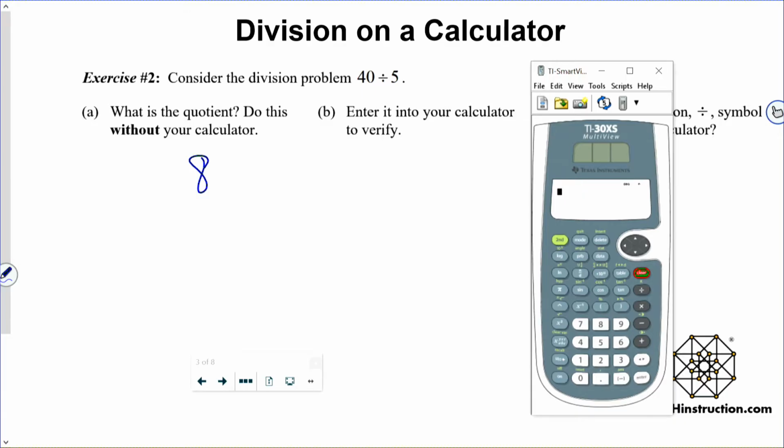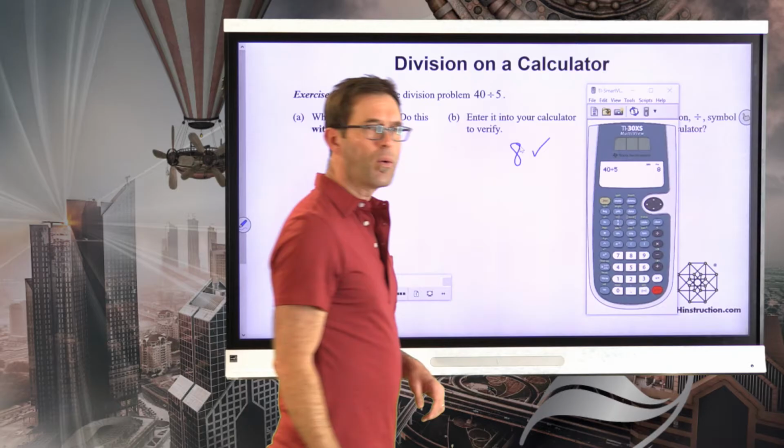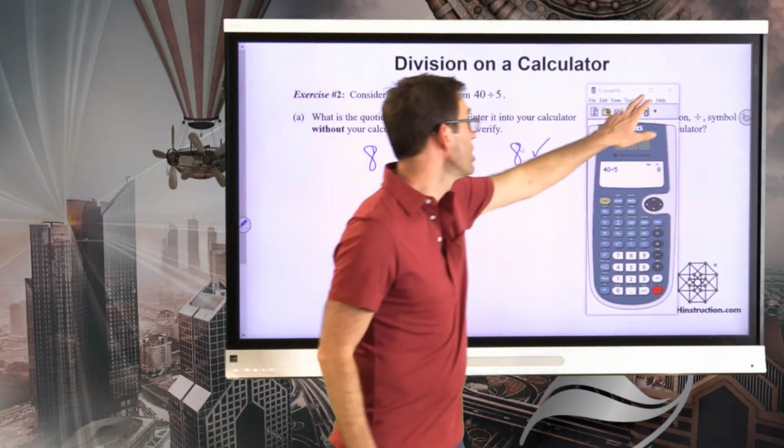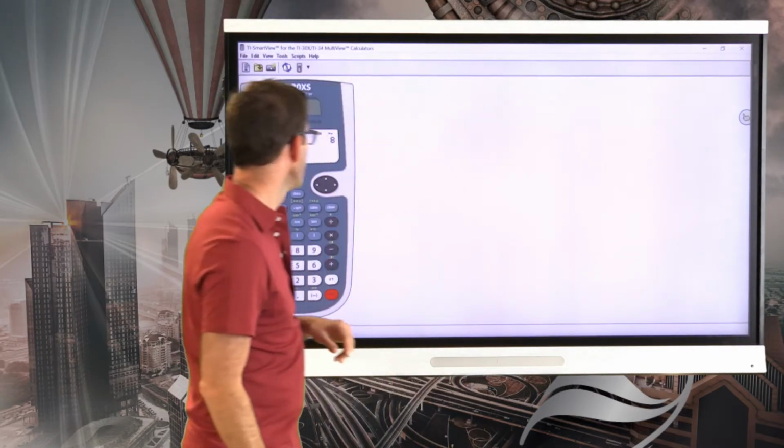Sorry, I didn't want that. I wanted 40 divided by 5. 40 divided by 5, enter, and I also get 8. Now, the thing I wanted to point out, which isn't actually the case with this type of calculator, I'm going to make this a little bit larger, right?